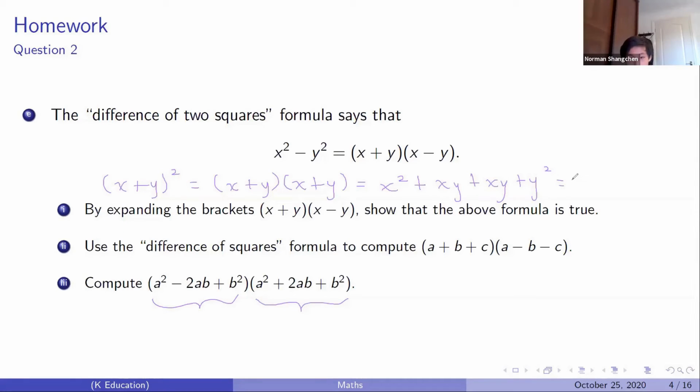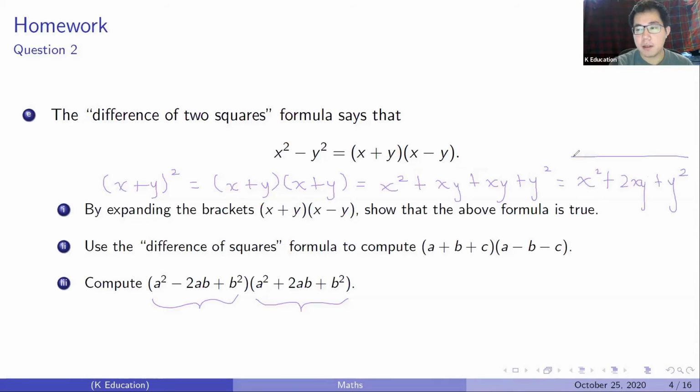Equals 2x. Yeah, so the only thing you can simplify is these two, right? Yeah. So what's your final answer? So x squared plus 2xy plus y squared. Yeah, okay, now look at this and compare with this. Can you see the similarity?